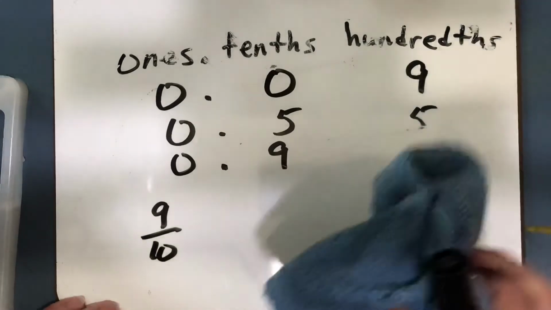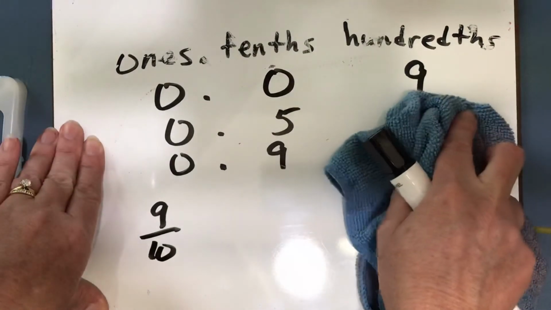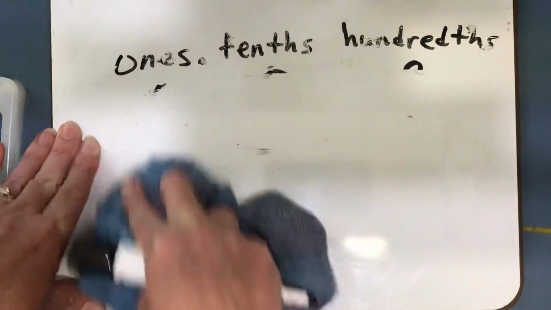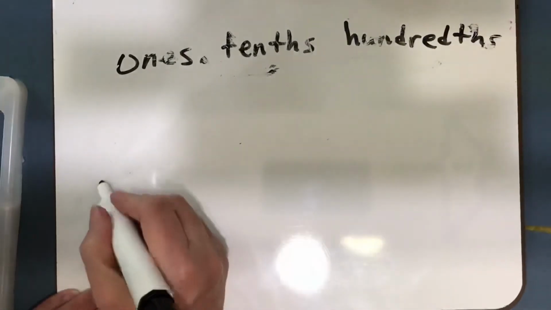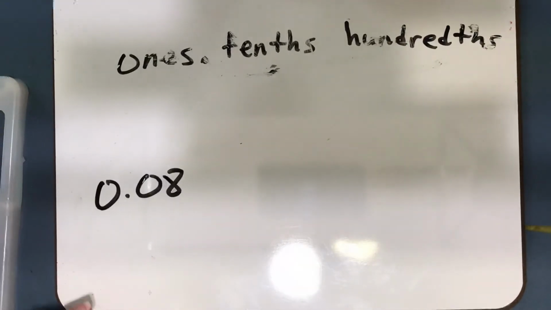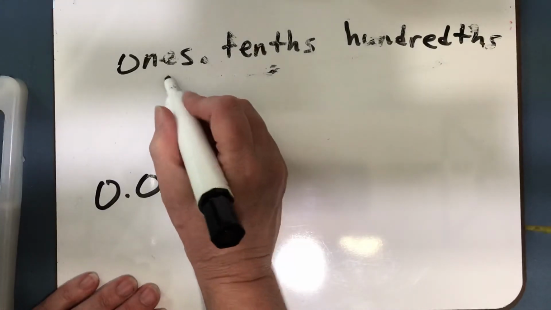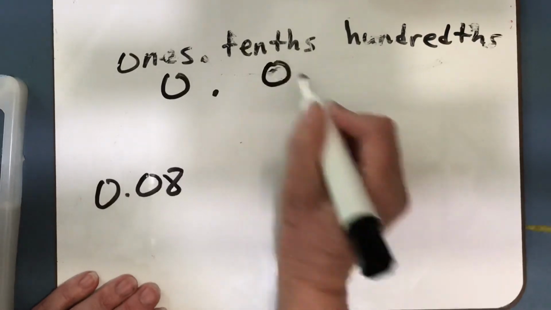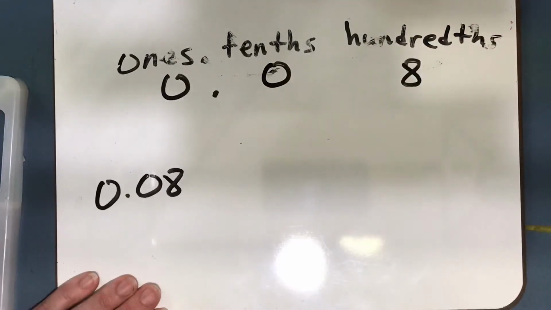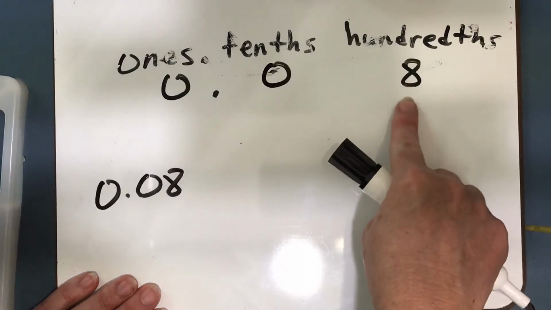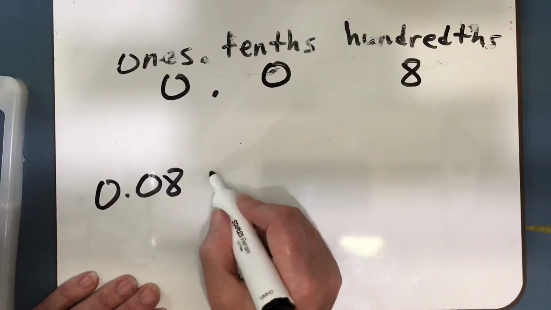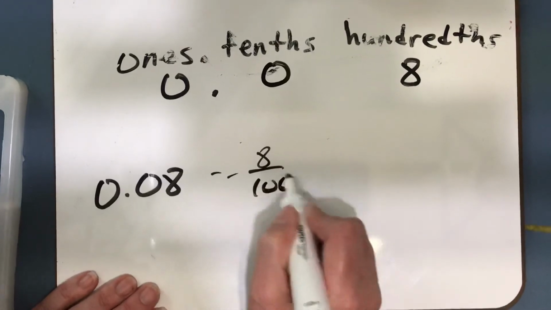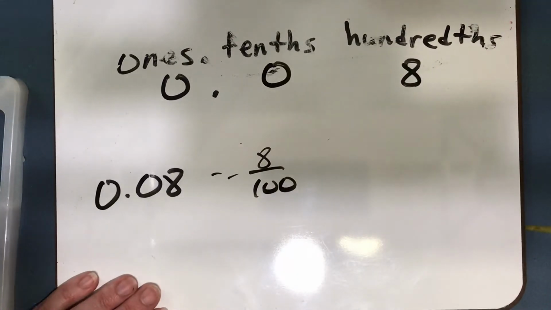And then the next part, 13 through 16, it says write each decimal as a fraction. So let's look at number 13, and we have this decimal right here. So let's put these in our place value. So there's a 0 in the ones place, a 0 in the tenths place, and an 8 in the hundredths place. So I would read that as 8 hundredths because the 8 is in the hundredths place. So that equals 8 hundredths. That's the fraction that you need to write.